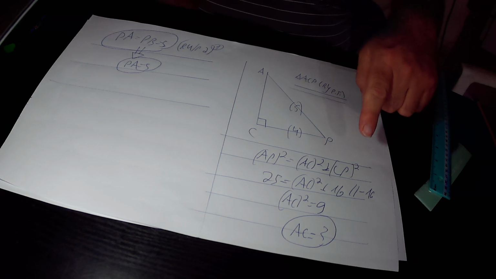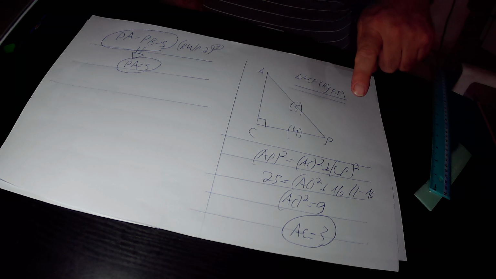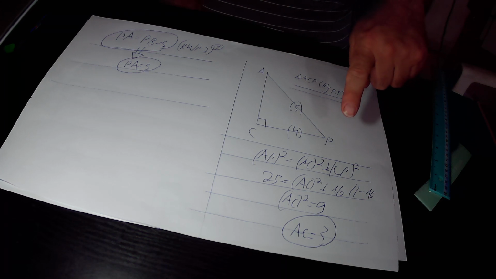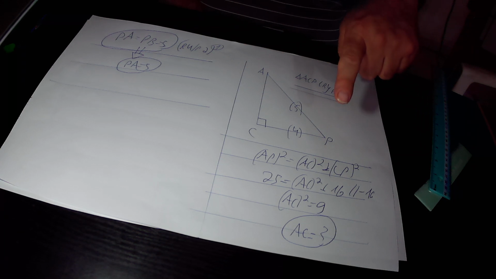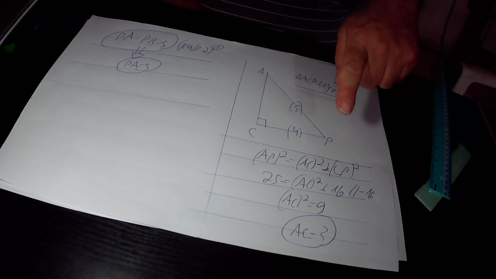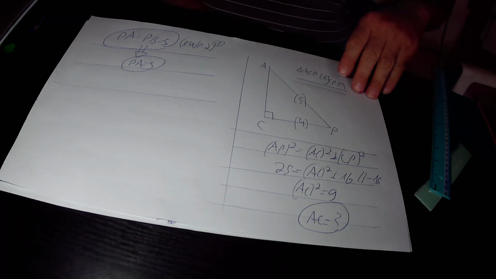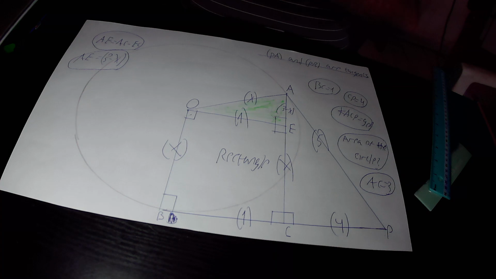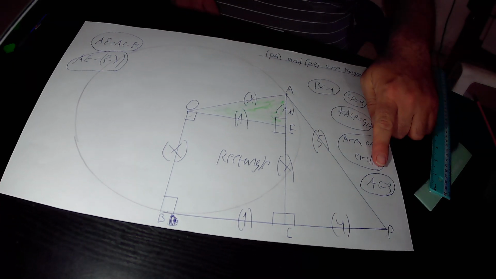Here we subtract the 16 from this equation and find out that AC squared is equal to 25 minus 16, that is 9. So AC squared equals 9. We took the square root of this equation and found out that the missing side AC is equal to the square root of 9, that is 3. So AC equals 3 units.